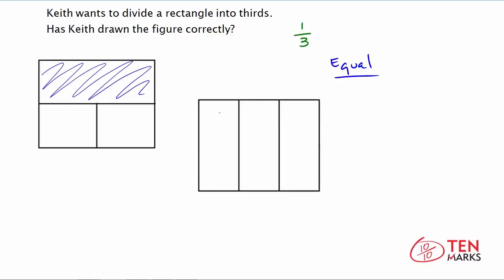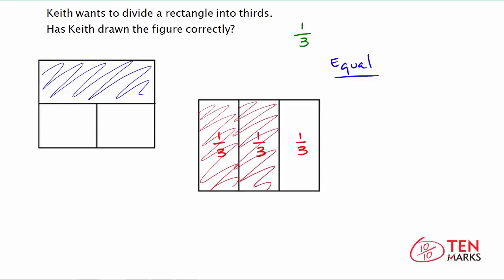Here, the rectangle has been divided into 3 equal parts. Notice how each part is the same size as the other. So now, these parts all represent 1/3 of the total rectangle. So if you're just looking at this, then you have 1/3. If you're looking at both of these, you have 2/3. And lastly, if you're looking at all 3, you have 3/3, or the whole.